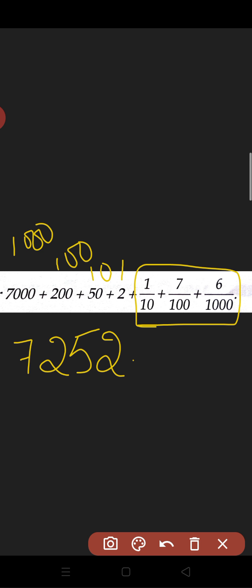Now it is easy to write 7, 2, 5, 2. This is the whole part. Point. Now this is the fractional part. 1 is at tenths place, 7 is at hundredths place, 6 is at thousandths place. So the number is 7252.176. This is the way to convert a usual decimal number to the expanded form and the expanded form to the decimal number.